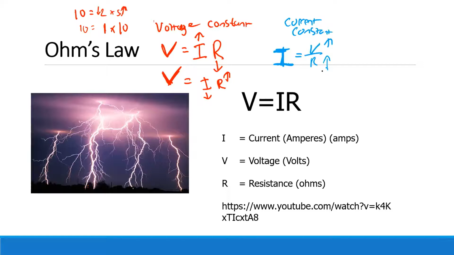The opposite's true, of course. If you decrease the voltage, if you give the circuit less energy, in order for the current to move at the same speed, you need to decrease the amount of resistance.